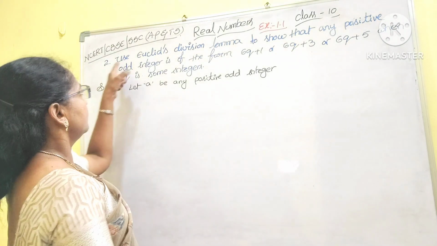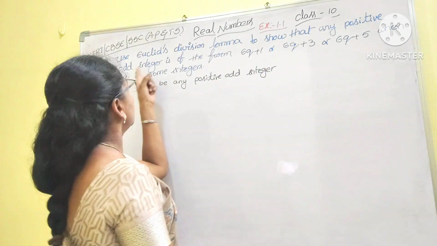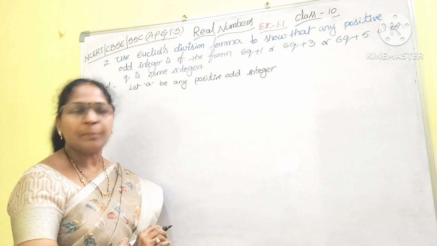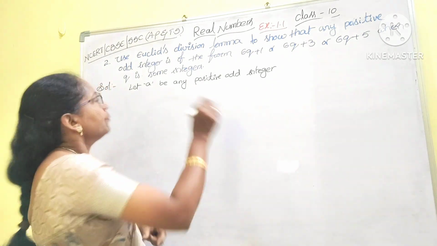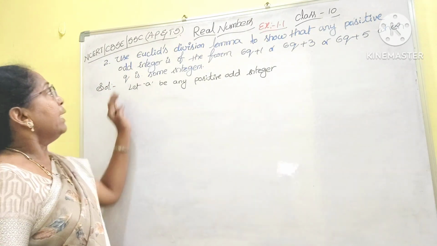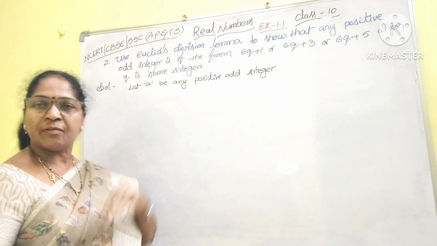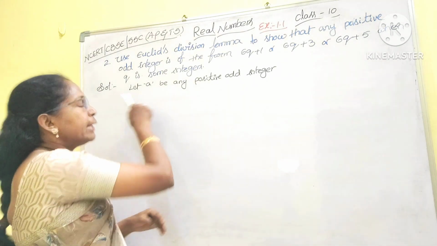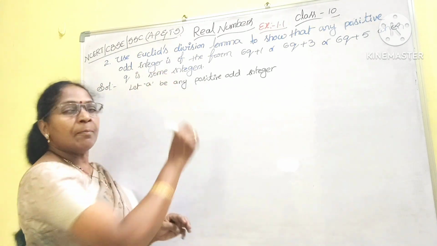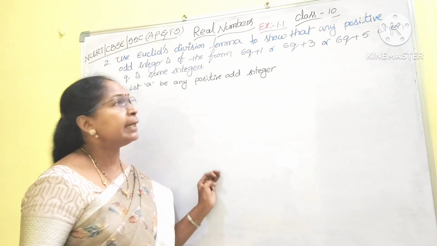Next question. Use Euclid's division lemma to show that any positive odd integer is of the form 6q plus 1 or 6q plus 3 or 6q plus 5, where q is some integer. Here, first you have to assume that A is any positive odd integer, of the form 6q plus 1 or 6q plus 3.